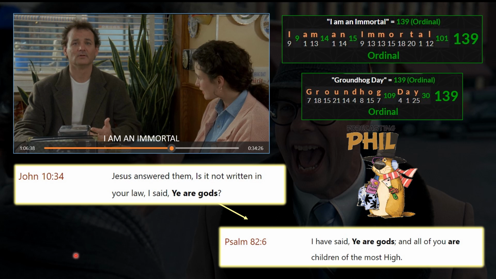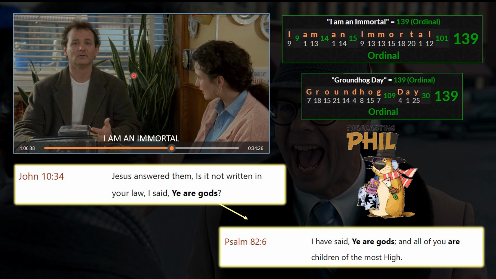And after Phil goes through these 7 deadly sins and realizes that he tries to commit suicide, and he just realizes he can't die, he keeps waking up over and over and over again in Punxsutawney. He's back in the diner, and he's telling Rita here, he says to her that I am a god, not the god, I am an immortal.